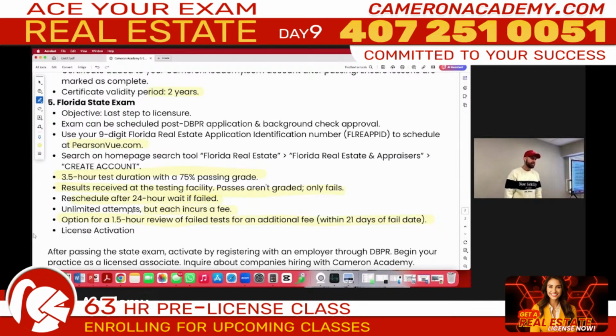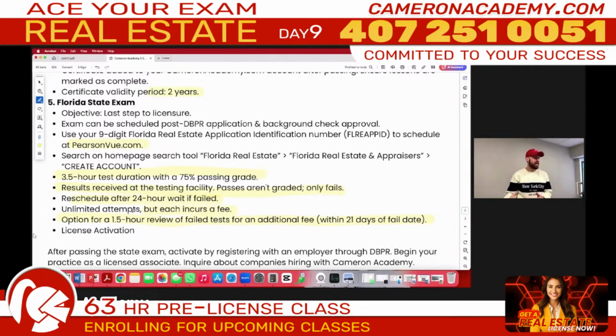Any questions about this? How long after passing the state exam does it take for the state to issue the license? Like 24 hours. Oh, wow. Okay. It was all paperwork. They email it to you.